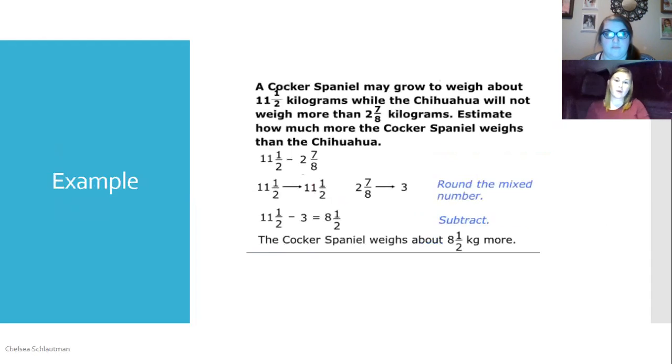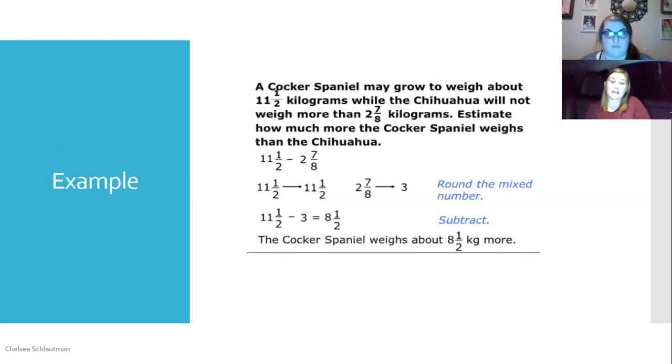I have one more example here for you, and it says a Cocker Spaniel may grow to weigh about 11.5 kilograms, while the Chihuahua will not weigh more than 2 7/8 kilograms. Estimate how much more the Cocker Spaniel weighs than the Chihuahua. So we're going to pull those numbers out of this word problem, and we're going to look at those numbers and use estimations to try to figure out how much more the Cocker Spaniel will weigh.